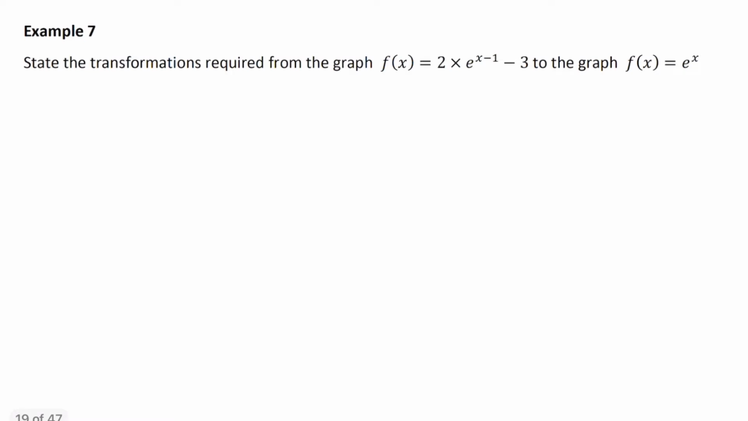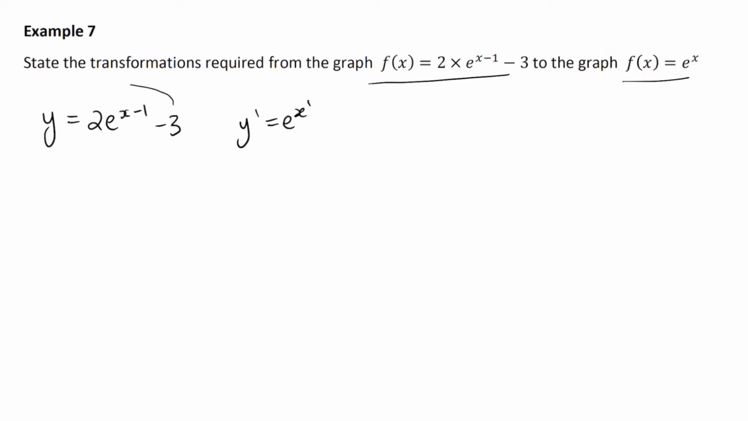All right, example 7. State the transformation required from the graph here to the graph here. Now, of course, you can just sort of have a look at it, but I never really like to risk these kinds of questions, especially when I'm traveling backwards. So we're going to apply concepts of mapping to this. So we're going from the old graph, which is this, to the new graph, which is this.